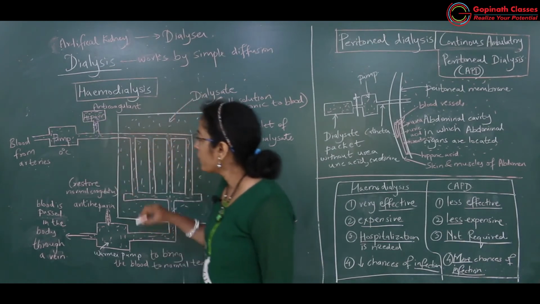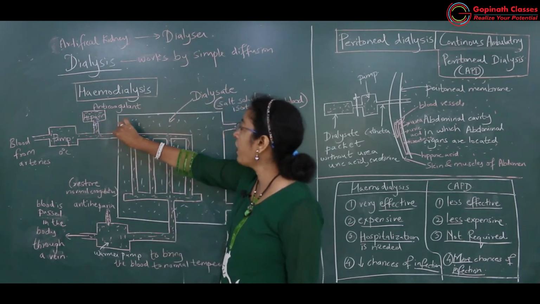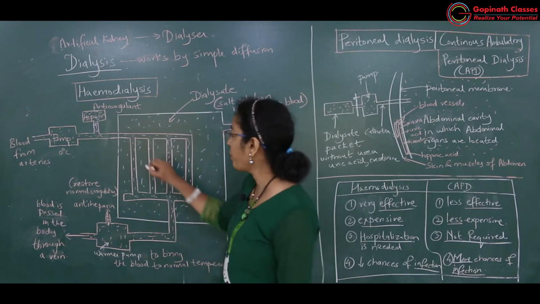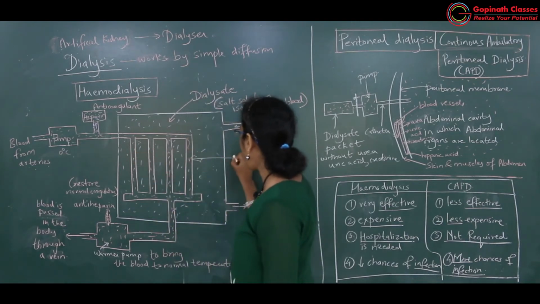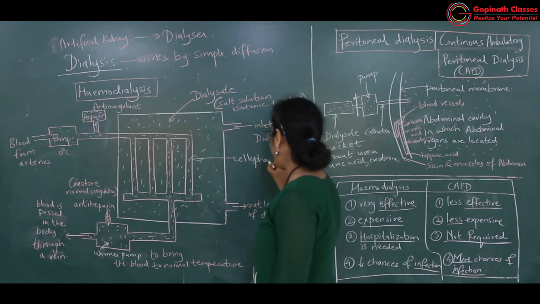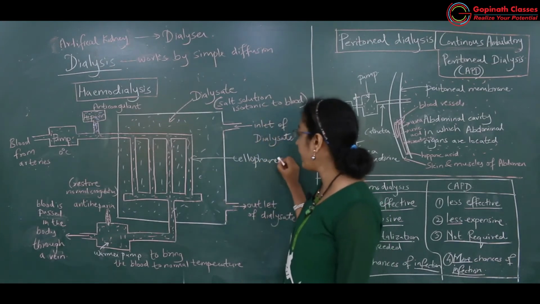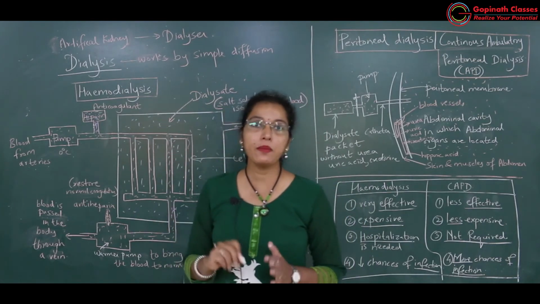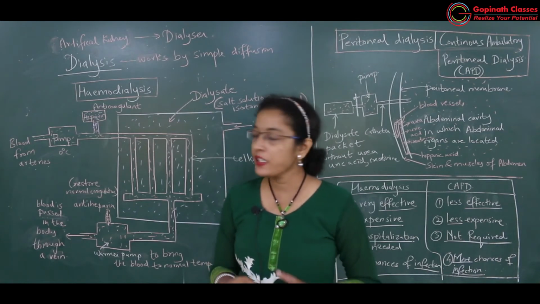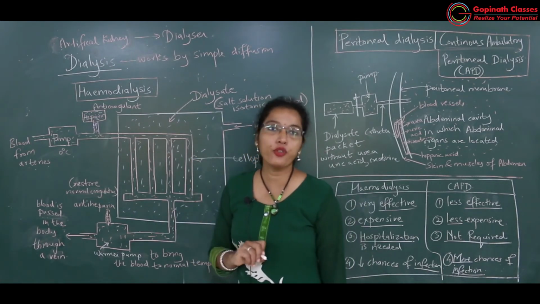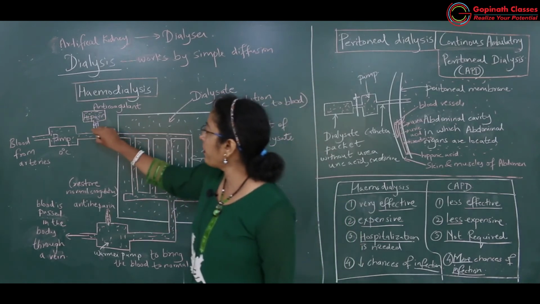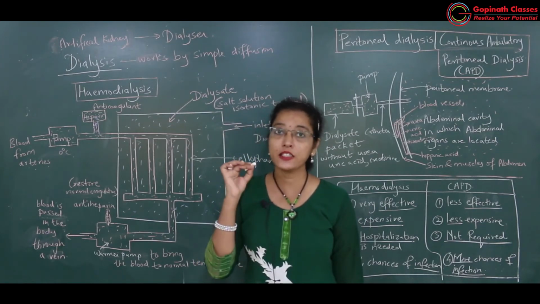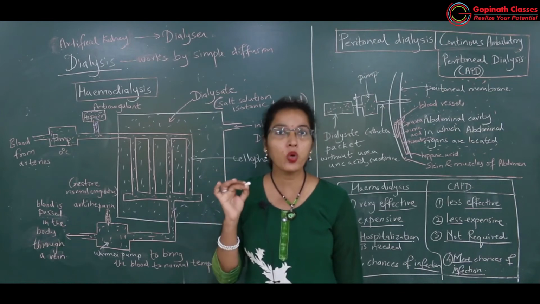Now this blood then enters the tubular part of the dialyzer, and this tubular part of the dialyzer is known as cellophane. Cellophane is the tubular structure, and it is lined by a semi-permeable membrane through which diffusion will occur. So the blood coming from the artery goes into the cellophane. What is cellophane? It is the tube-like structure of the hemodialyzer.